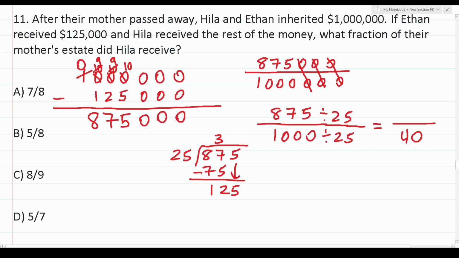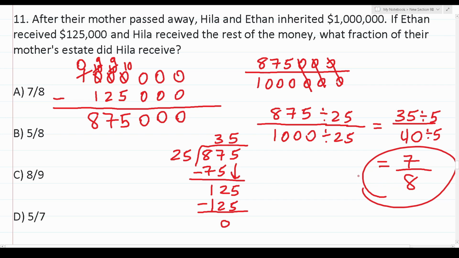How many times does 25 go into 125? Well, you can use your hands if you need to. 25, 50, 75, 100, 125. So that's going to be 5. 5 times 25 is 125, so there is no remainder there. So this becomes 35 over 40. And we should realize that 35 and 40 have a common factor of 5. 35 divided by 5 is 7. 40 divided by 5 is 8. So this reduces to 7/8. In other words, Ela receives 7/8 of the estate.